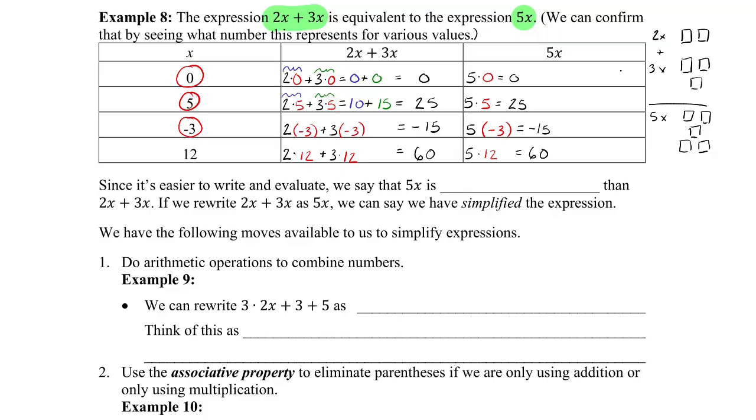Now, also notice that in all of those calculations, 5x was easier to work with, right? Figuring out what 5 times 12 was easier than figuring out 2 times 12 plus 3 times 12, and so on. Because it's easier to write and it's easier to evaluate, we say that 5x is simpler than 2x plus 3x. If we rewrite 2x plus 3x as 5x instead, then we say that we have simplified that expression.